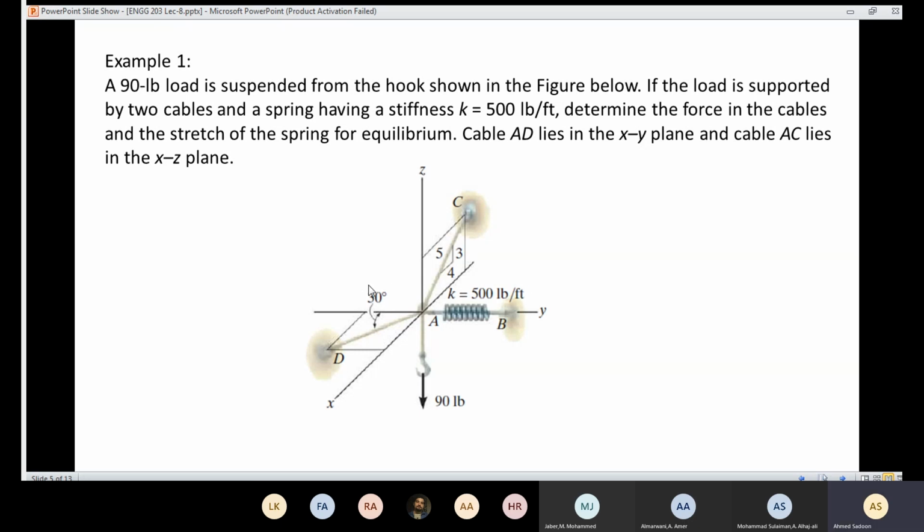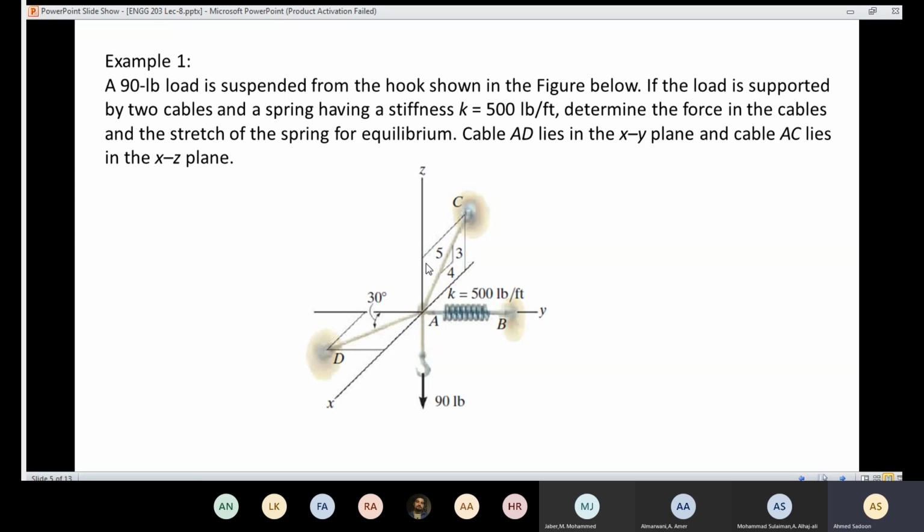The question here is to determine the force in the cables. So I need to know the force in AD, the force in AC, and also the force in AB, and then I need to know the stretch in AB.